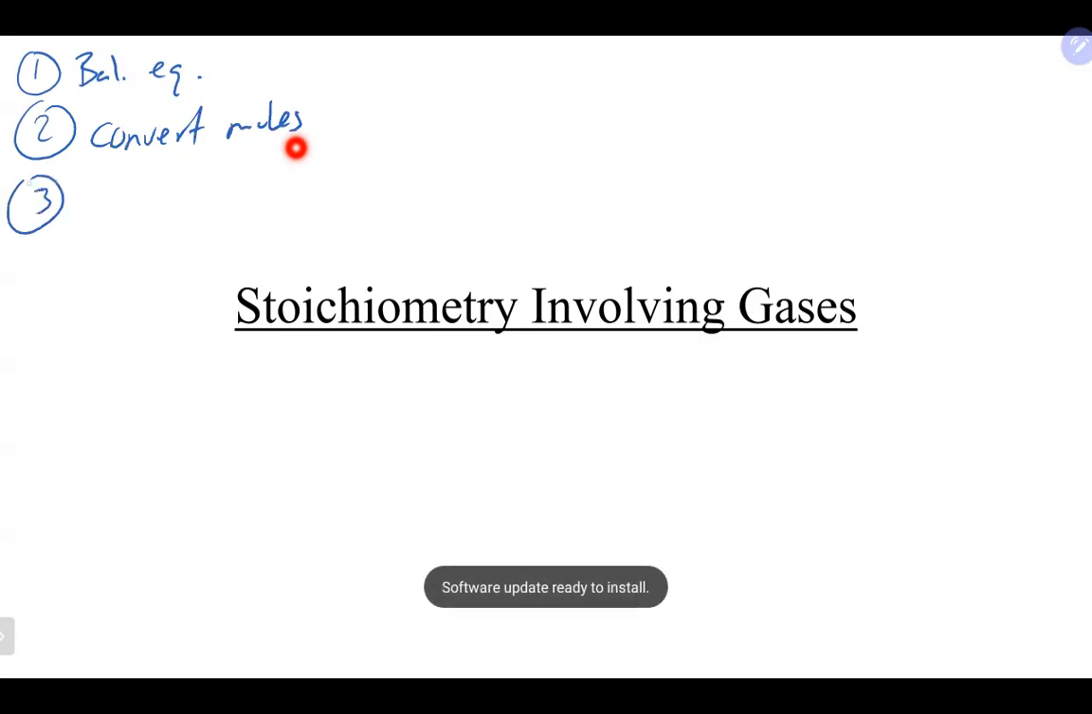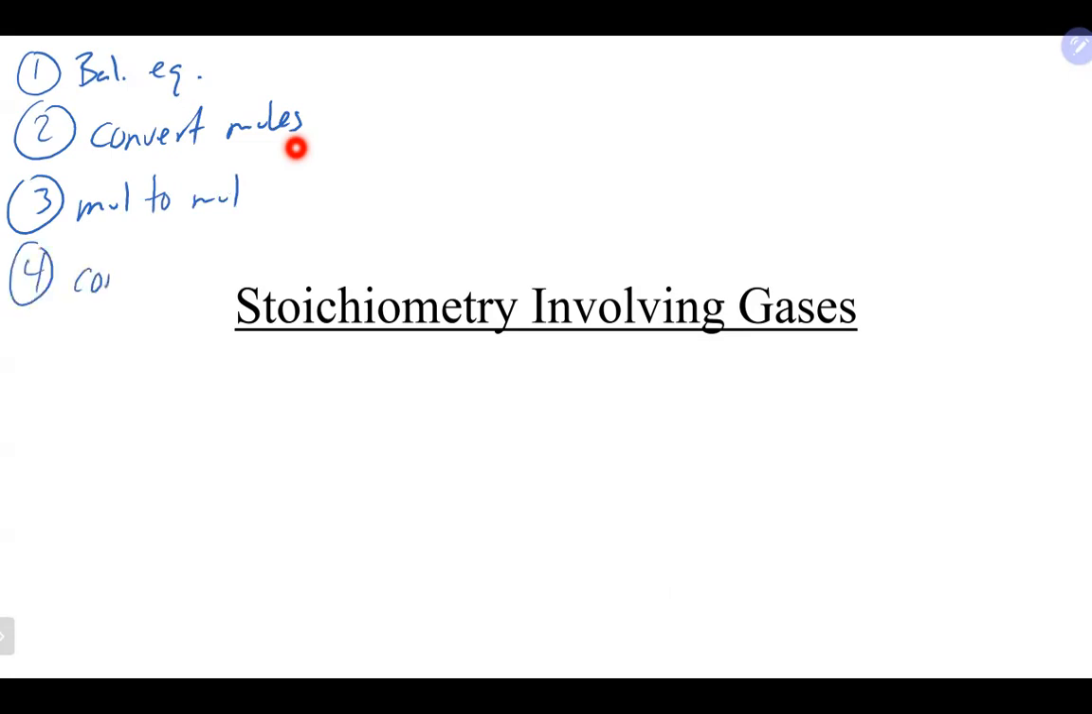We want to do the mole to mole relationship like we normally do from the balanced equation, and then we want to convert the moles to some other unit. Now, in addition, in most cases, if you're doing some type of gas stoichiometry problem, it's probably going to be a basic stoichiometry problem. But just to remind you, just like a normal stoichiometry problem, you could have a limiting reagent situation that could occur as well.